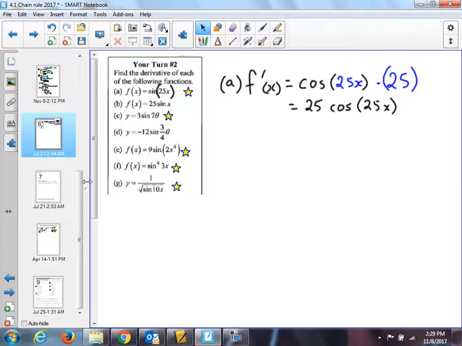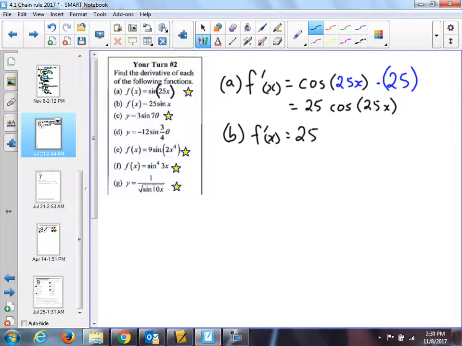Now, this one here, C, I picked, it has a different variable, theta, so I'm going to use different notation. B is a normal one. Okay, well, let's just do B real quickly though. Is there any composition in this? No. So B, f prime of x would be 25 times cos of x. Yeah, that's it. It's just a number multiplying. Since that's a single number multiplying, it's not a 25x squared or something like that. So there's no composition.